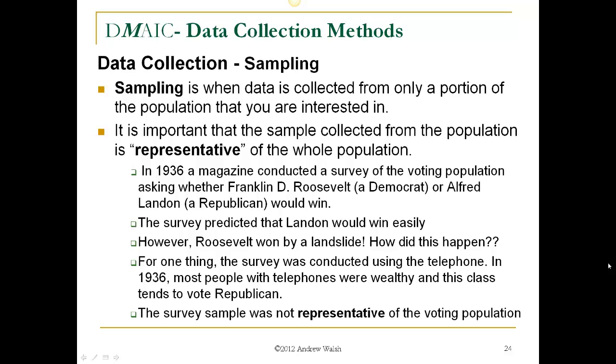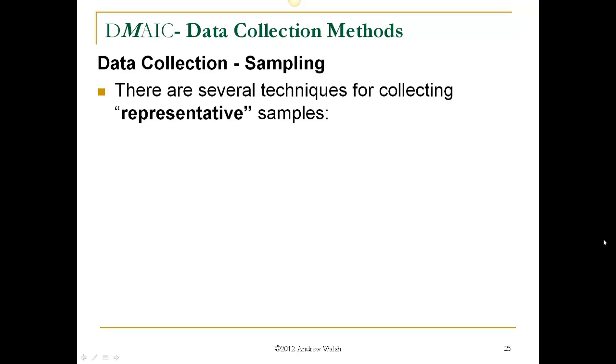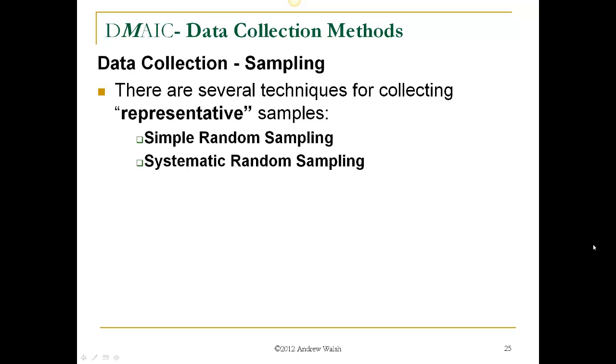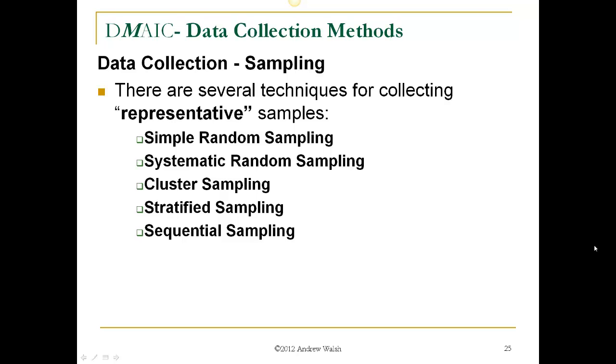The survey sample was not representative of the actual true voting population. Now, there are several techniques for collecting representative samples: simple random sampling, systematic random sampling, cluster sampling, stratified sampling, and sequential sampling.